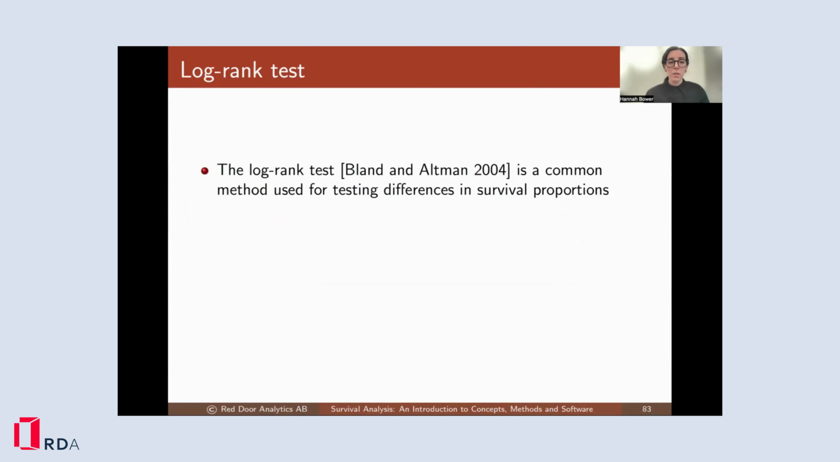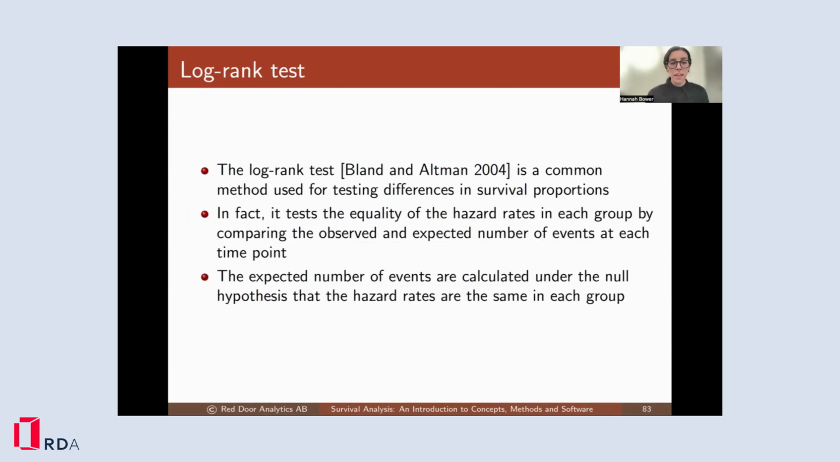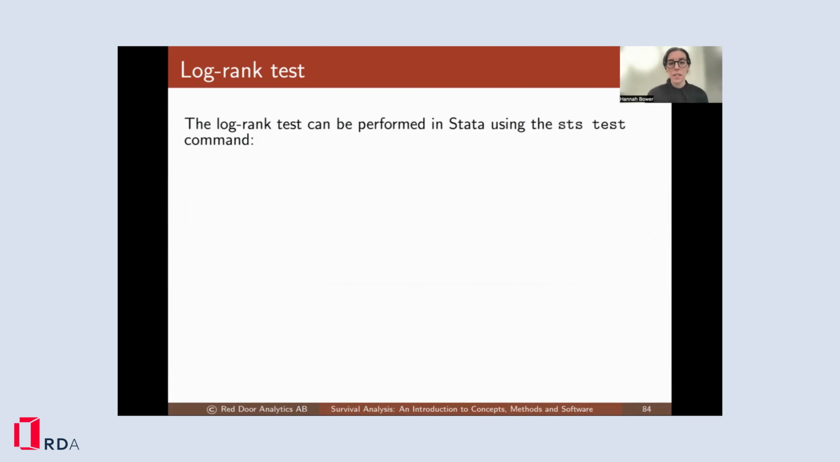So what we can use is something called the log rank test. It's a common method for testing for differences in survival proportions. In fact, what it does in the background is it tests the equality of hazard rates in each group by comparing the observed and expected number of events at each time point. The expected number of events are calculated under the null hypothesis that the hazard rates are the same in each of the groups. So in Stata, this is easily done by using the sts test command.